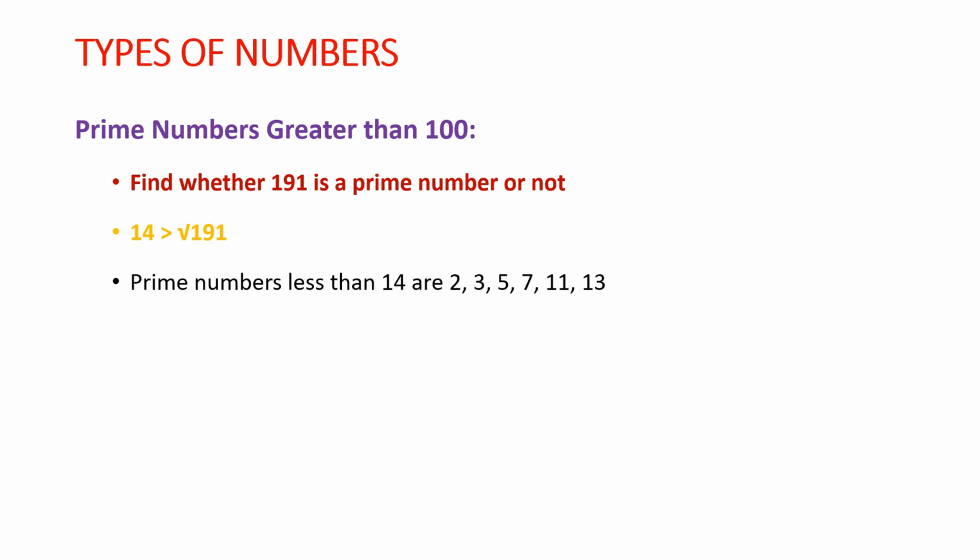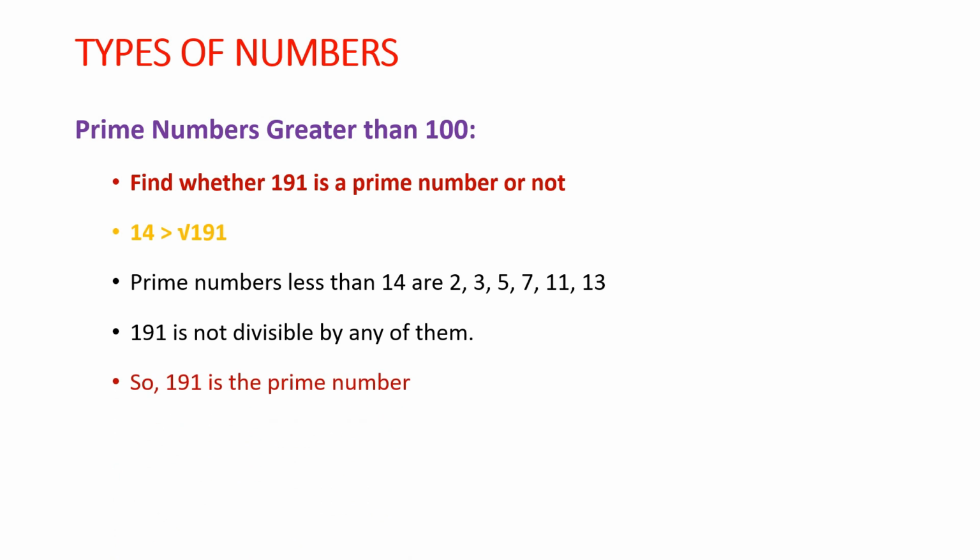The second step is to list the prime numbers less than this closest number. Here the closest number is 14, and we list all the prime numbers less than 14. So the prime numbers are 2, 3, 5, 7, 11, 13. And we have to find whether 191 is divisible by any of the listed prime numbers. Here 191 is not divisible by 2, 3, 5, 7, 11 and 13. It is not divisible by any of the listed prime numbers.